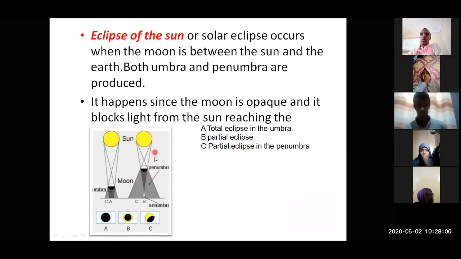So if the earth is rotating around the sun and the moon is rotating around the earth, it happens that at one point, the sun, the moon, and the earth are on a straight line, and therefore an eclipse will take place. So what you have to remember is what happens when the moon is far away from the sun and closer to the earth, and if the moon is far away from the earth. So these are the happenings that you have to remember.